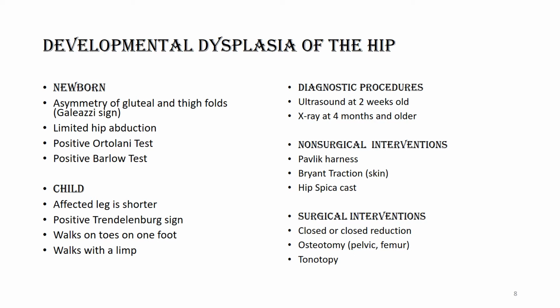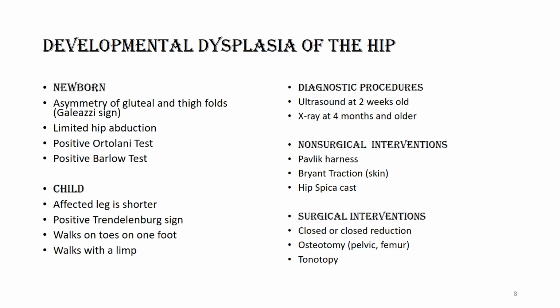So diagnostic procedures will be, if we hear the clunk, at 2 weeks an ultrasound will be done. And at 4 months and older, we have to do x-rays. Initially, the child will be put, if they're under 6 months, in a Pavlik harness. This harness is put on by the orthopedic doctor. The child's measured, it's put on, and it has straps. And what it does is it keeps the head of the femur, the ball, in the socket.